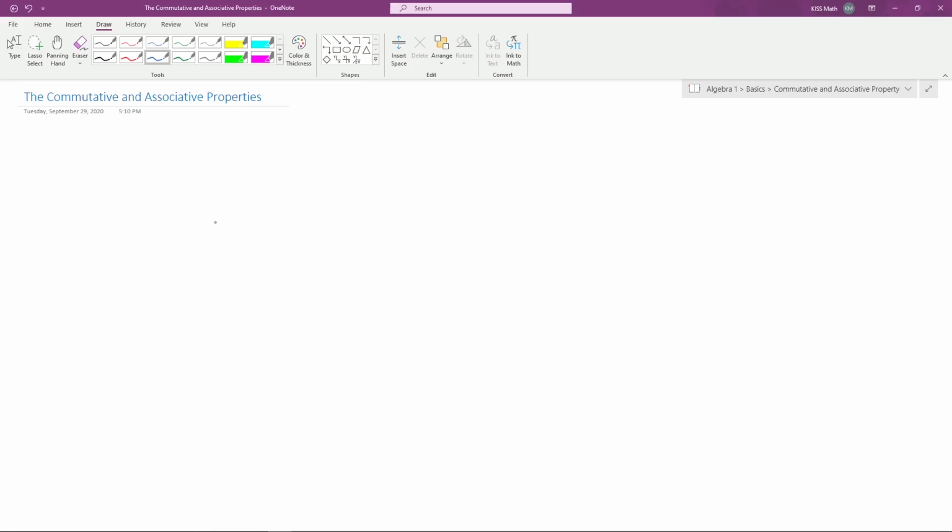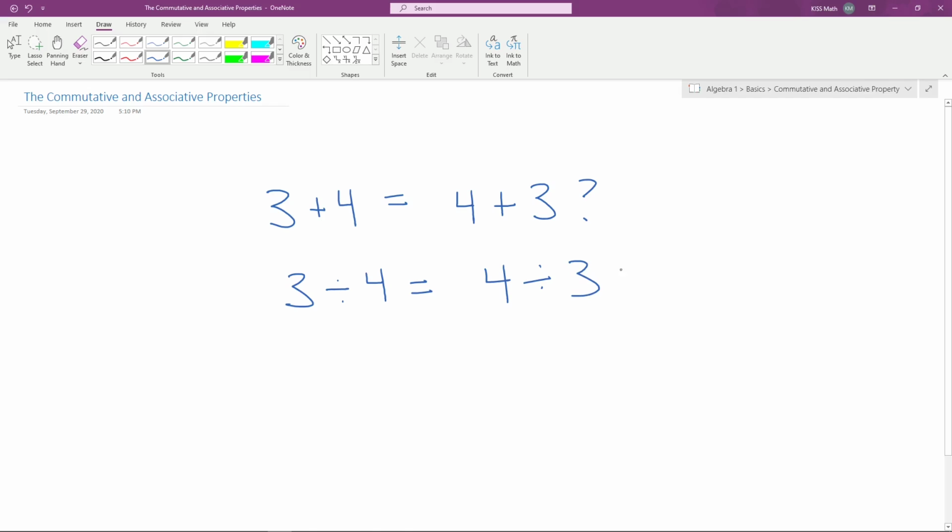In our last video we covered PEMDAS, which tells us what order we need to do our operations in. However, within these operations, such as adding or dividing, you may have wondered if it matters what order the numbers go in. For example, is 3 plus 4 the same as 4 plus 3? Or is 3 divided by 4 the same as 4 divided by 3? That is what the commutative and associative properties tell us. Now, the names don't really matter that much, but you just have to know the rules.